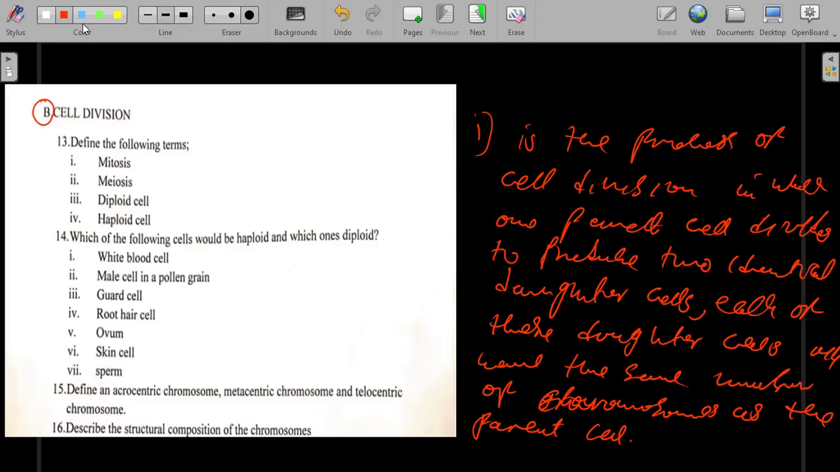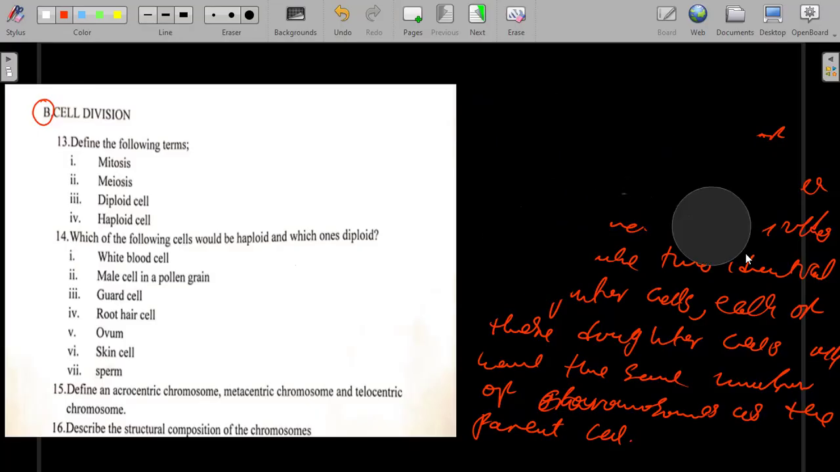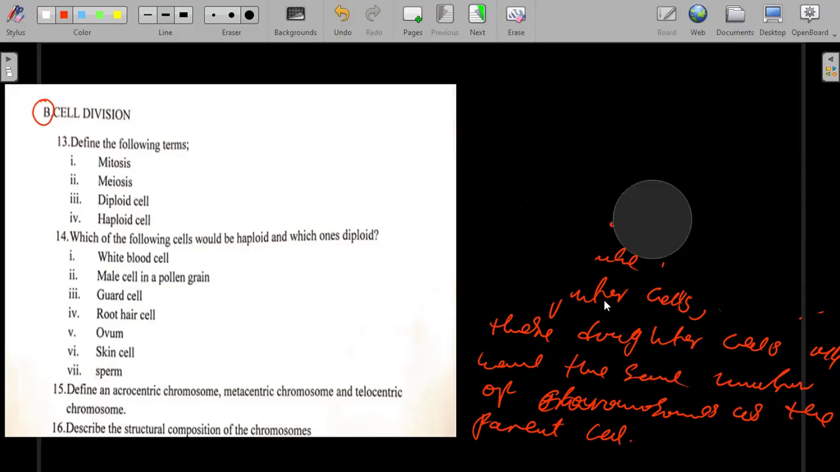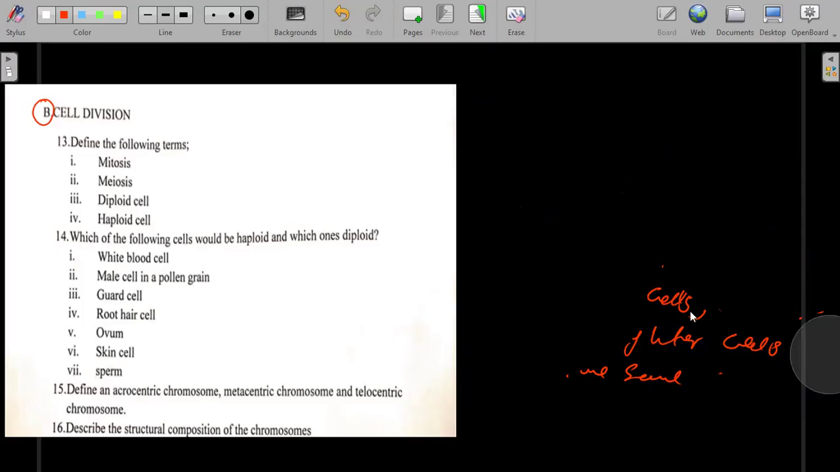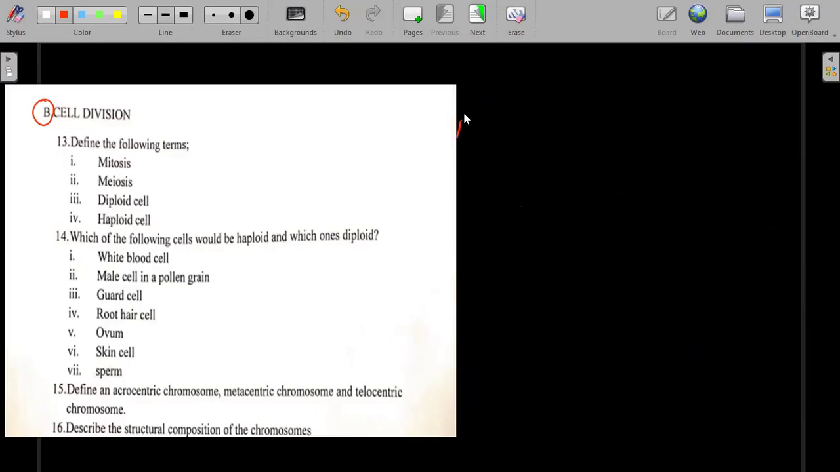So we go to the second part, which is telling us to define what meiosis is. Okay, so we defined mitosis. Now we go to meiosis. So what is meiosis? So we are being asked to define meiosis.